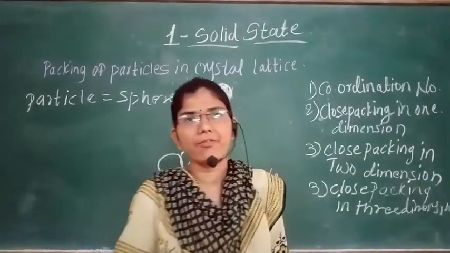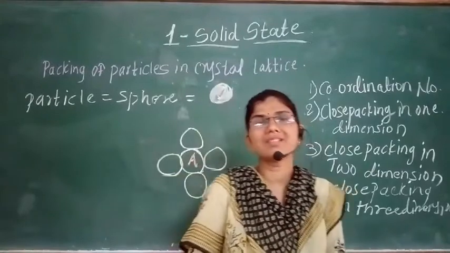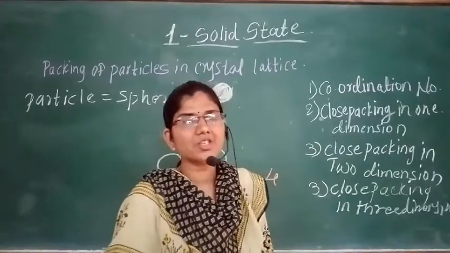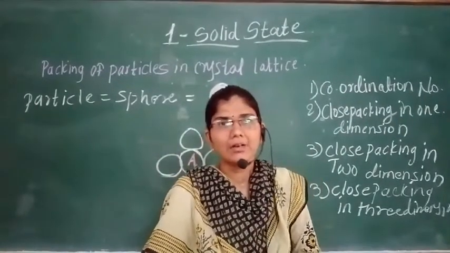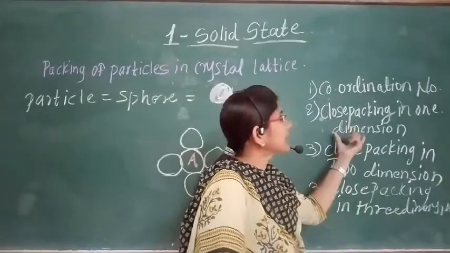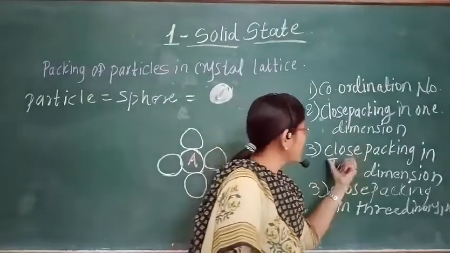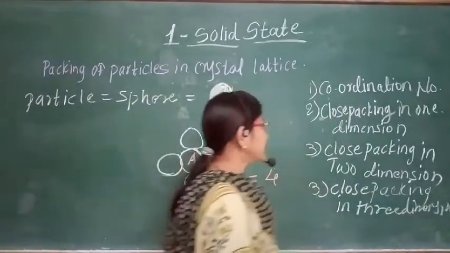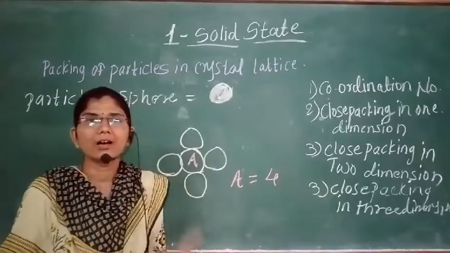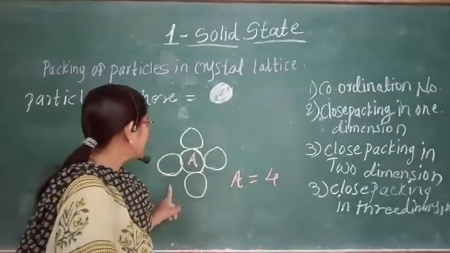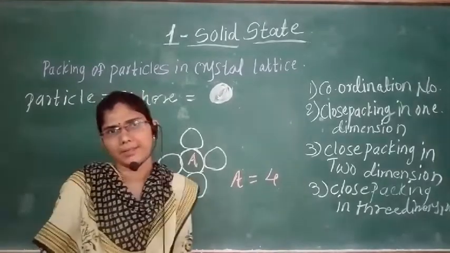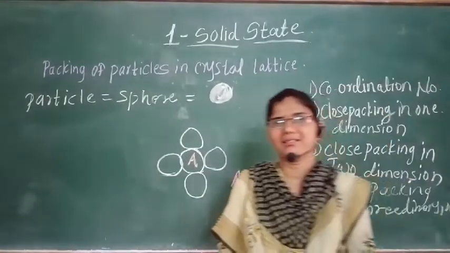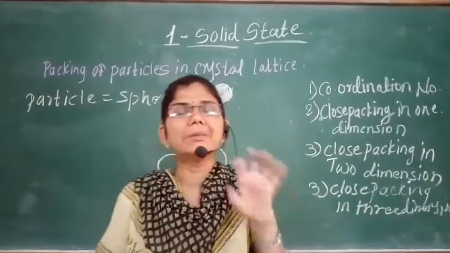When crystal structures are formed, the crystal structure is always a three-dimensional structure. But when the closest packing of crystalline solids occurs, we first come to know about the close packing in one dimension, then in two dimensions, and then we have to study the close packing in three dimensions. But before that, all of you have to understand what is meant by coordination number. Coordination number is the number of neighboring spheres that touch a single given sphere.